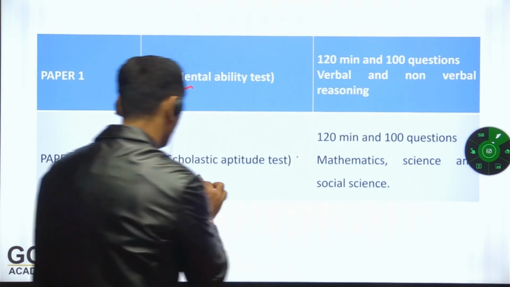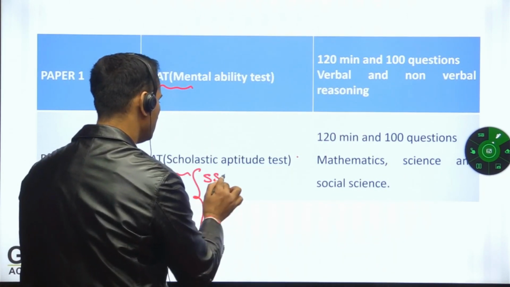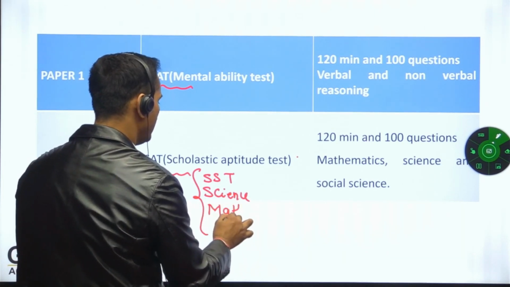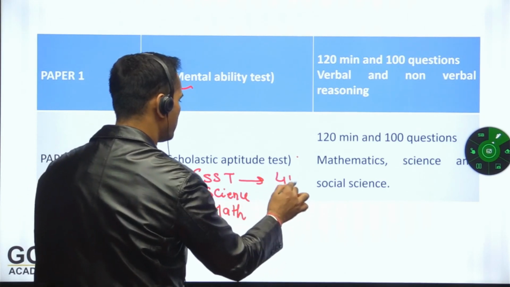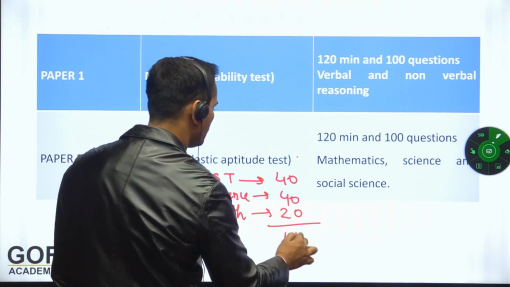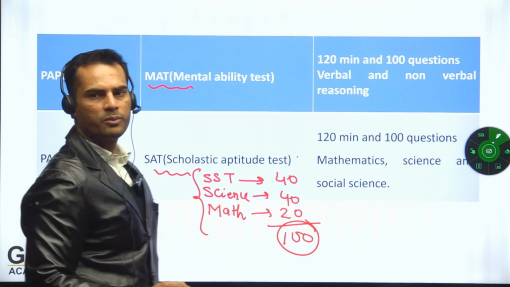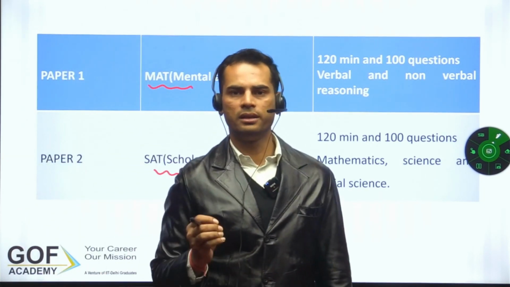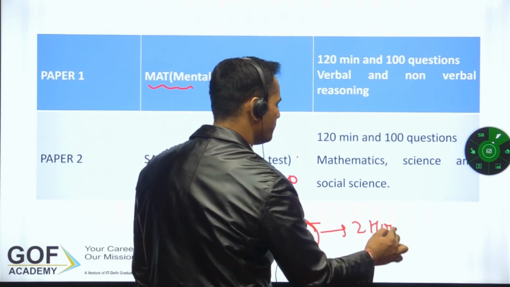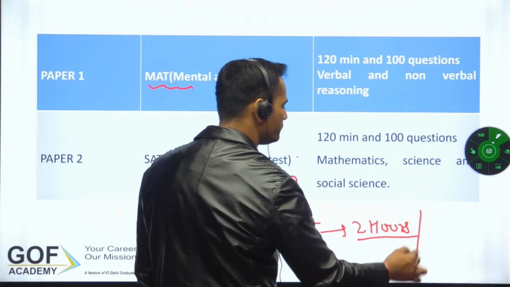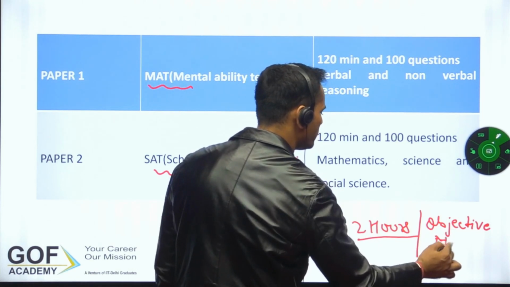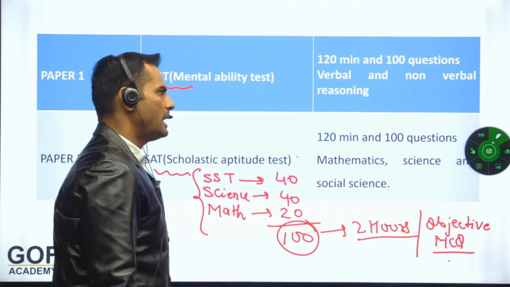In the SAT portion, you get questions from SST, science, and mathematics. The NCERT textbook is the base. From SST you get 40 questions, from science you get 40 questions, and from mathematics you get 20 questions. Total 100 questions are asked in the SAT portion, Scholastic Aptitude Test. To solve these 100 questions, you get 2 hours or 120 minutes. All objective nature questions with no negative marking in the first stage. All are objective MCQs, multiple choice questions.